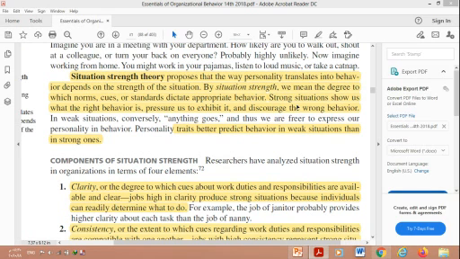So what is the main idea of this theory? It proposes that the way personality translates into behavior depends on the strength of the situation. So we react and behave according to the strength of the situation. By situation strength, we mean the degree to which norms, cues, and standards dictate appropriate behavior. Strong situations show us what the right behavior is, pressure us to exhibit it, and discourage the wrong behavior. So we can say that the situation forces us to behave in a certain way.